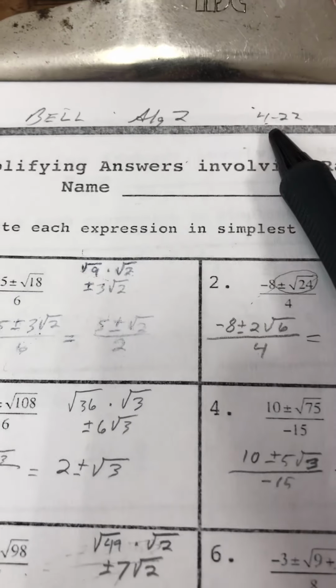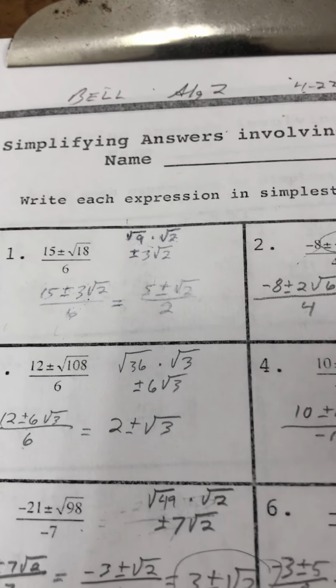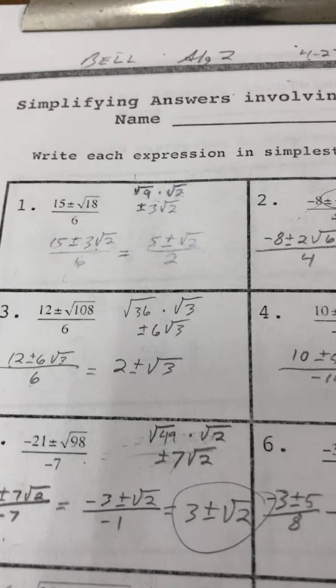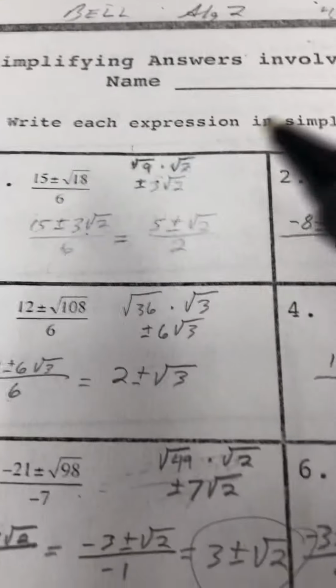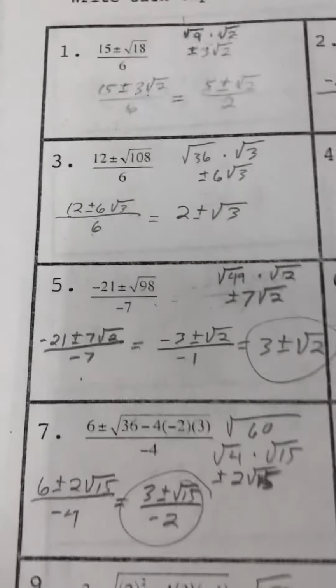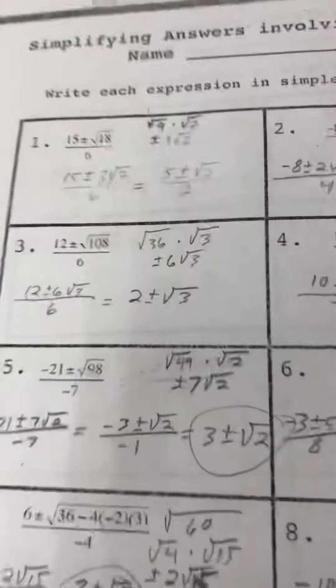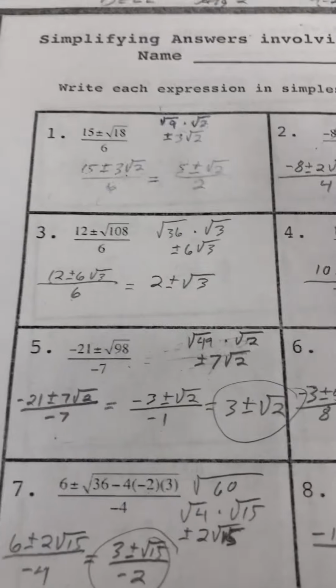This is April 22nd, and we're working on simplifying answers involving radicals, number 2. I have all of them listed here for you, but I'm just going to go through the odd ones. I'll show you the even ones if that helps you out, but I'm only going to talk about the odd ones.